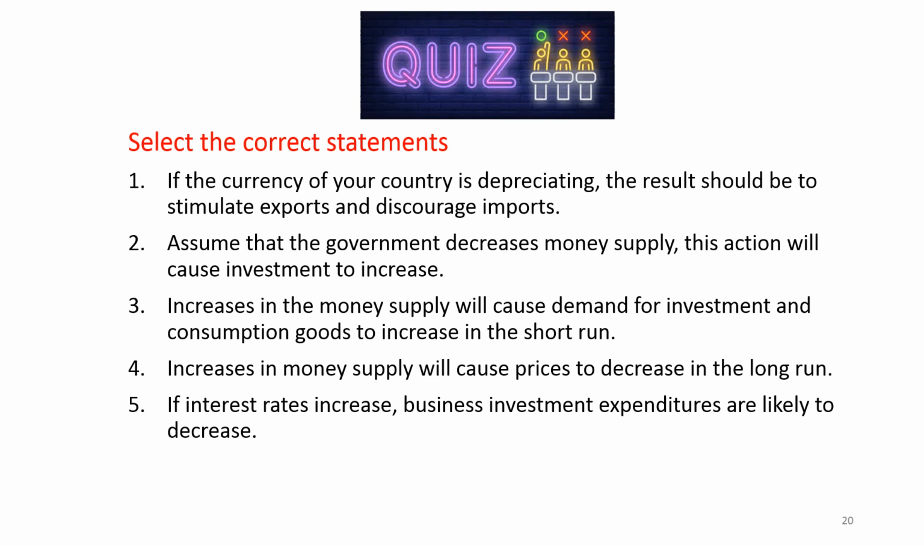The correct statements are 1, 3, and 5. Statement number 2 is wrong. Assume that the government decreases money supply. This action will cause investments to decrease. For question number 4, increases in money supply will cause prices to increase in the long run due to inflationary pressure.